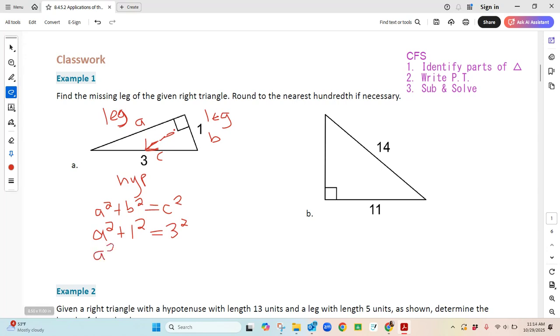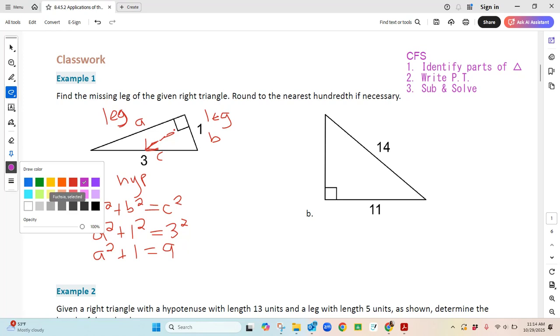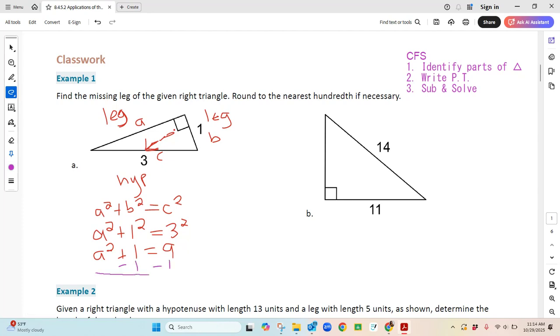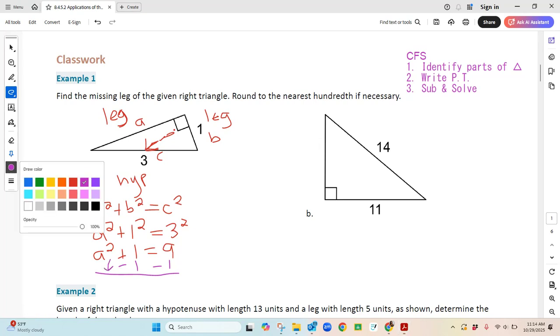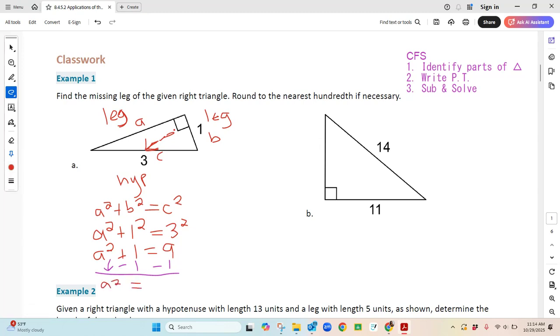Still don't know A squared. 1 to the second power is 1. 3 to the second power is 9. Now, instead of just adding it, I need to solve for A squared first. So I'm going to subtract 1 from each side. My A squared comes down, and I get that 9 minus 1 is 8.